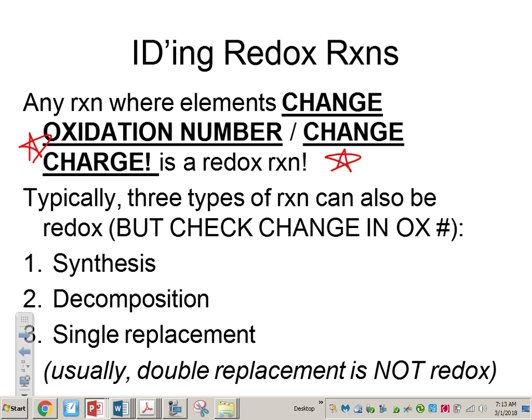So it's common that a synthesis reaction is a redox reaction, but not necessarily. What you have to do is check the change in oxidation number. If the oxidation number actually changes, then yeah, it's going to be a redox reaction. But if you have a synthesis reaction, or something that appears to be a synthesis reaction, and the charges actually aren't changing, then it's not a redox reaction. So these are things that are typically redox, but you have to check the change in charge.